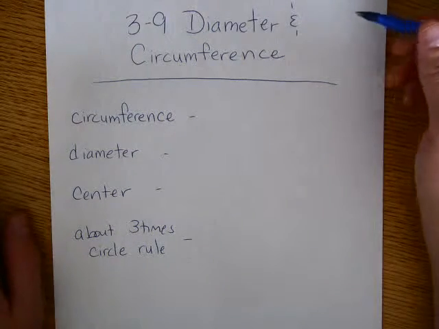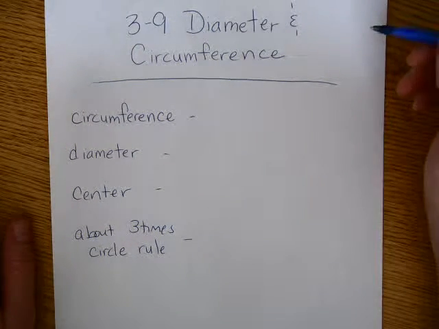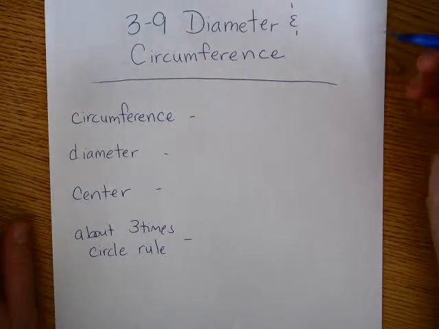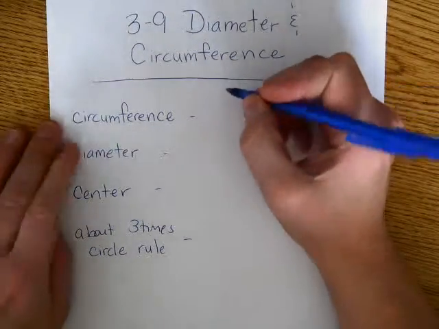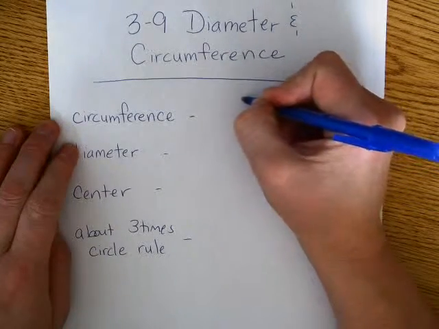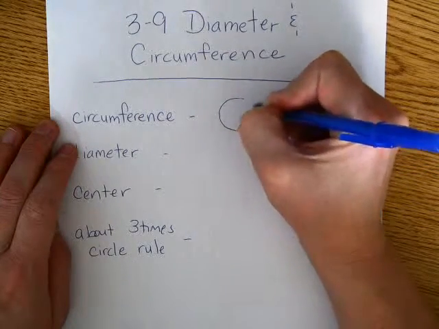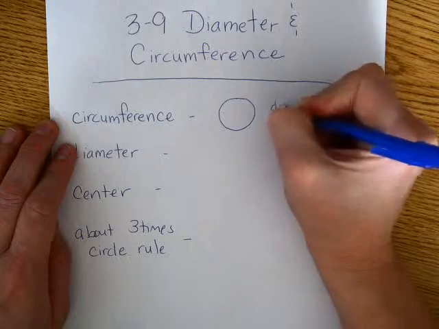This is lesson 3.9, diameter and circumference, the parent help video for grade 3 Everyday Math. There's a few vocabulary words that we want to talk about. The first one is circumference, and circumference is the distance around a circle.